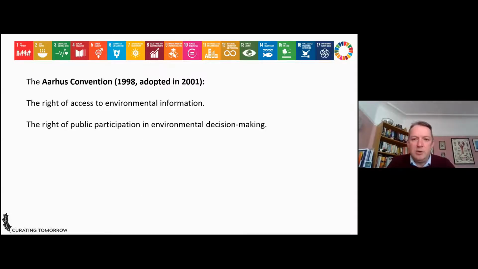And just the last one I'll talk about here is that people also have environmental rights. So people have a right to access environmental information and they have a right to participate in environmental decision making. So I've talked a lot about the rights that people have, but then we can talk about, well, how are those rights being met? That's what I'll talk about next.